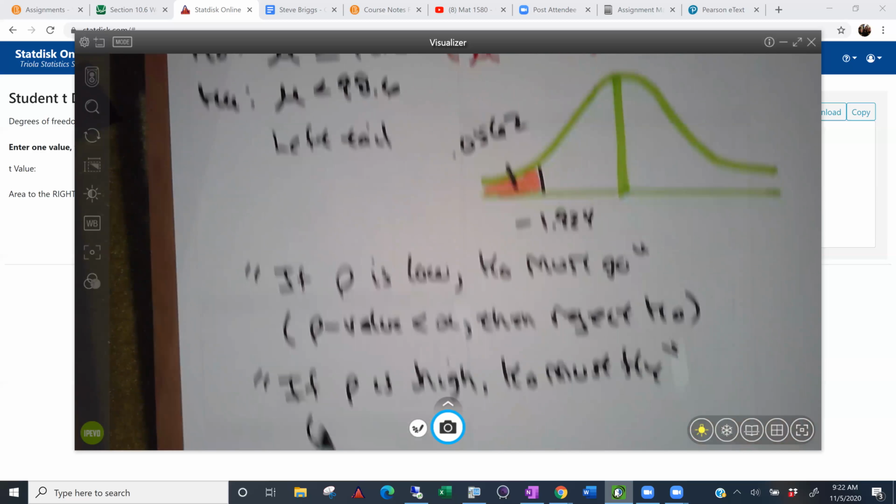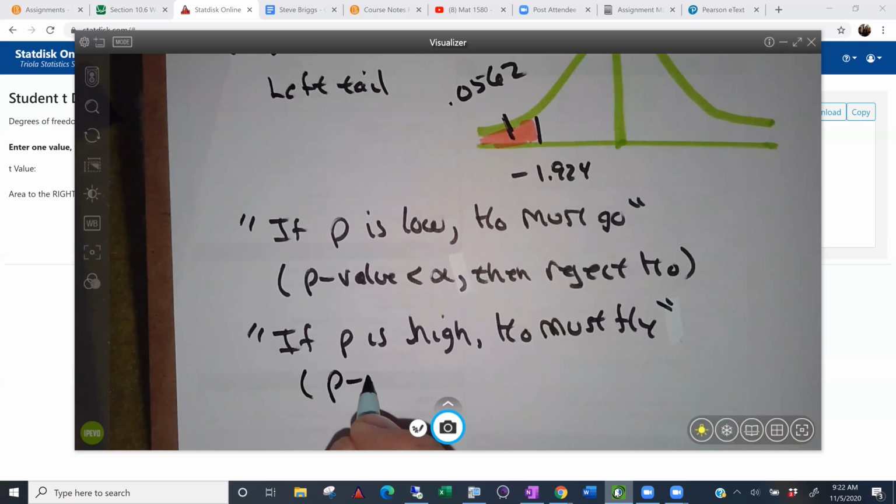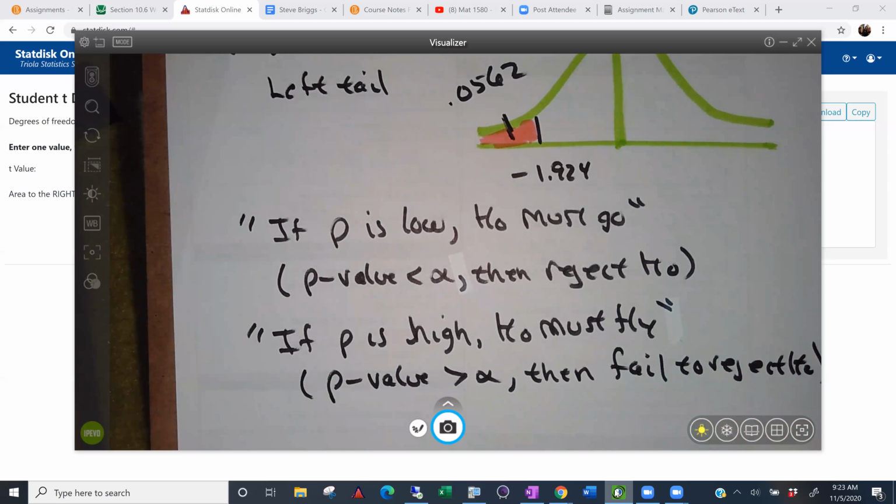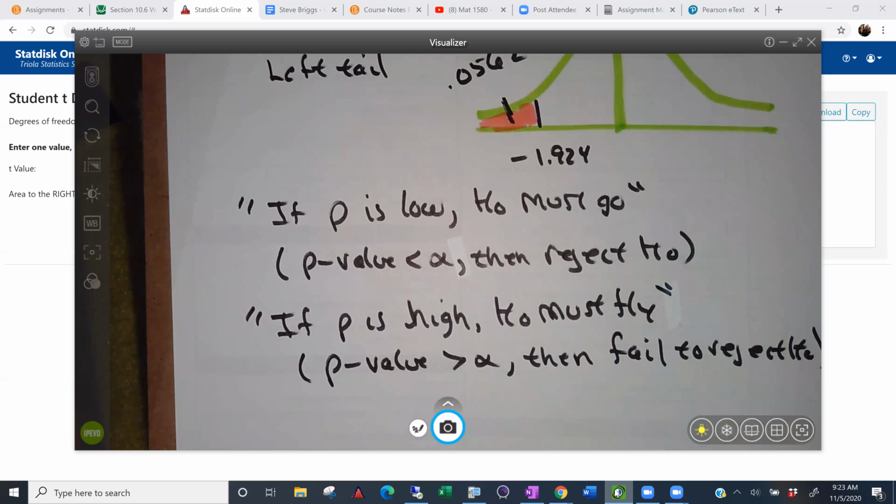And basically what that means is, if the p-value is greater than alpha, then fail to reject H0. So it gives you a nice little decision process there.